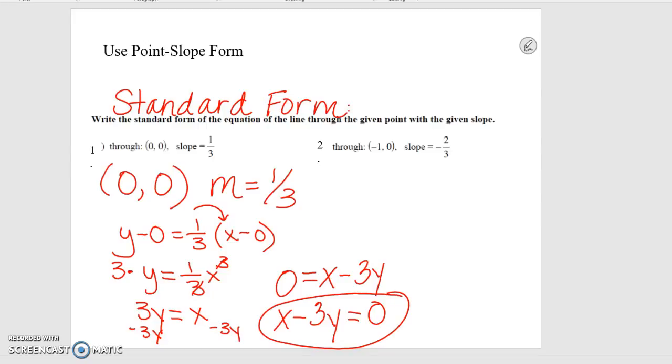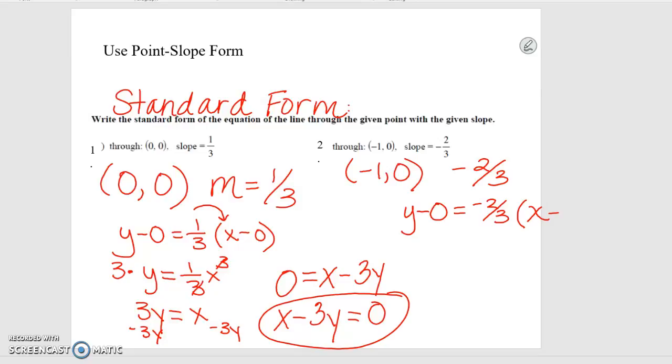All right, last one to look at on this slide. So I want to go through (-1, 0), and my slope is -2/3. So I know a point, and I know the slope, so I might as well plug it into point slope form, which is reviewing for your test tomorrow. Okay. All right, so y minus 0 equals -2/3 times x minus -1, which is going to make it what? Positive 1. So I'm going to change this to +1.